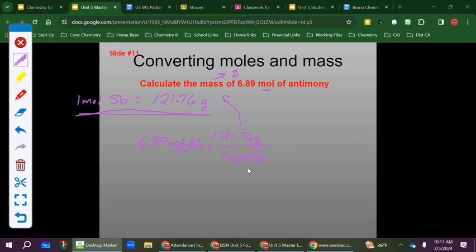So take this number times this. What are we left with? Well, we're left with grams of antimony. How many? Antimony is an element, SB on your periodic table, number 51. I got 838.93. What's the unit? Grams of antimony.